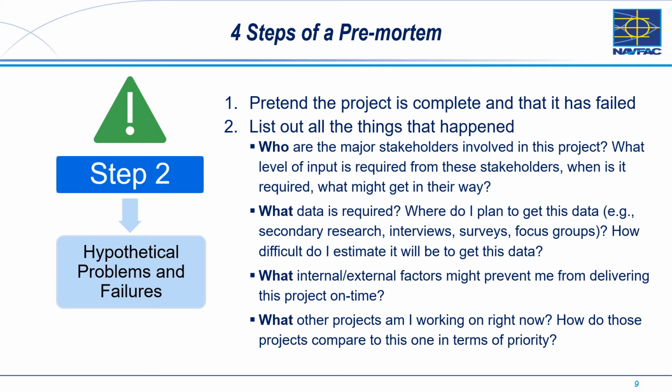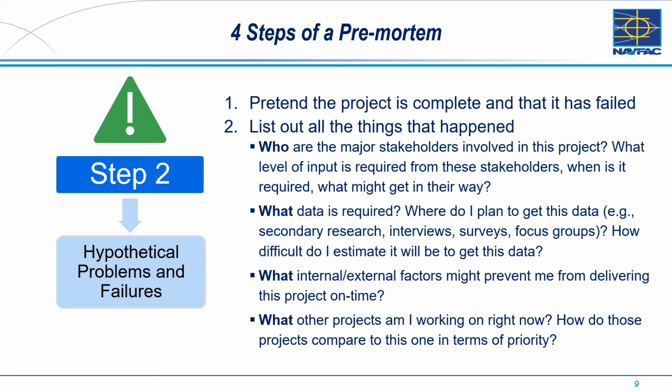In addition to asking yourself point blank, why might this project fail, some other questions that might be useful for identifying major project risks include: who are the major stakeholders involved in this project? What level of input is required from these stakeholders? When is it required, and when might it get in the way? What data is required? Where do I plan to get this data? Is it secondary research, interviews, surveys, focus groups? How difficult do I estimate it will be to get this data?